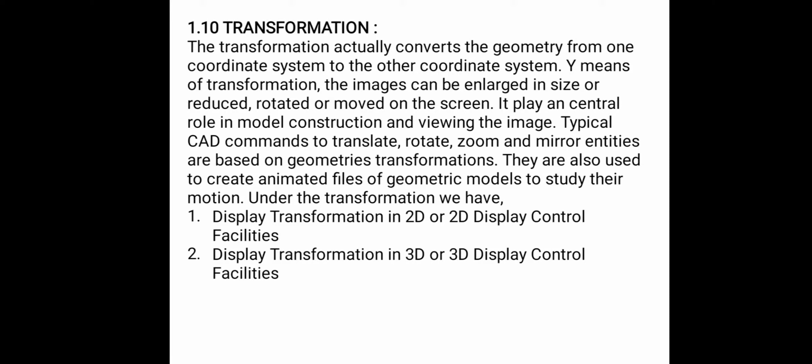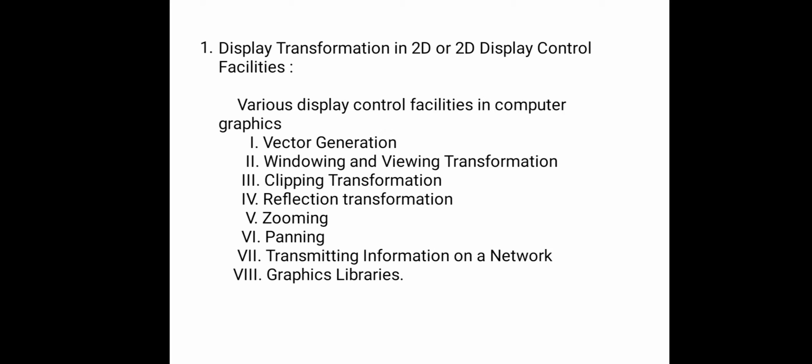Under the transformation we have display transformation in 2D, or 2D display control facilities, and display transformation in 3D, or 3D display control facilities. Display transformation in 2D or 2D display control facilities. Various display control facilities in computer graphics are vector generation, windowing and viewing transformation, clipping transformation, reflection transformation, zooming, panning, transmitting information on a network, and graphics libraries.